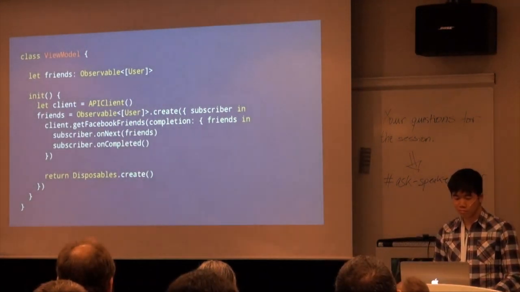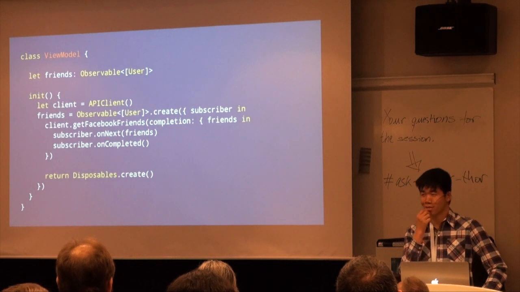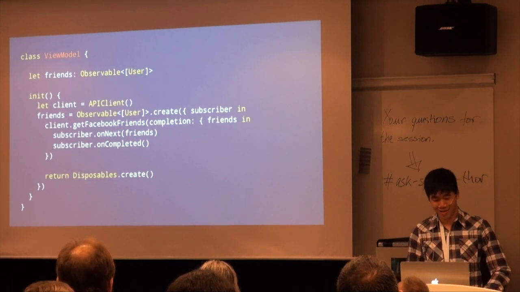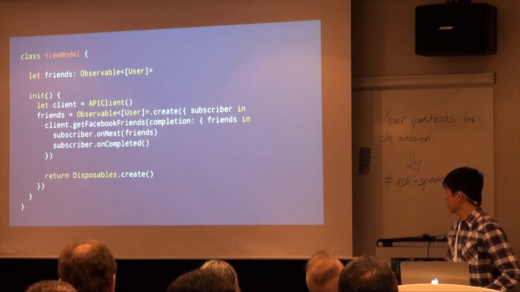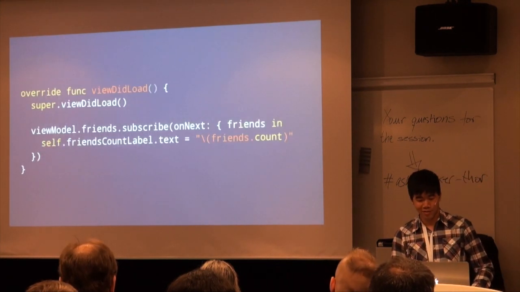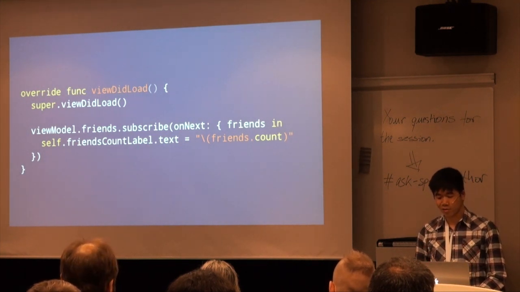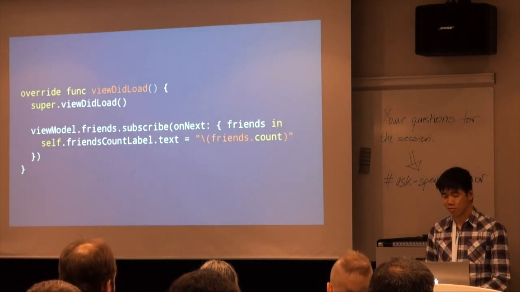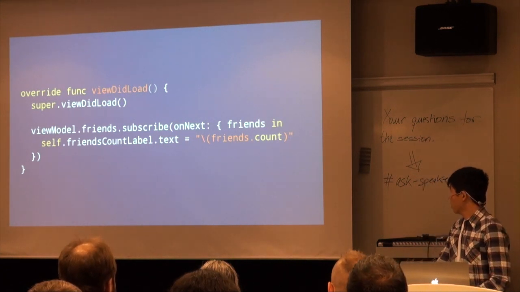Here's how you. I lost one slide. Here's how you can make the observable by creating it and notifying the subscriber. And here's how you can just subscribe to that observable in the view controller very easily. Here we subscribe to the onNext event.